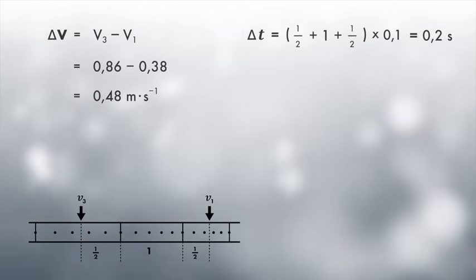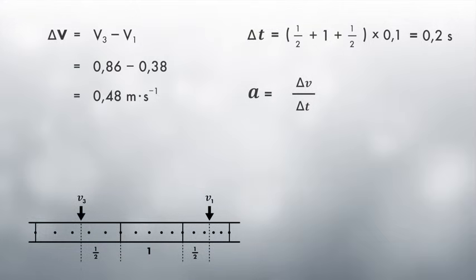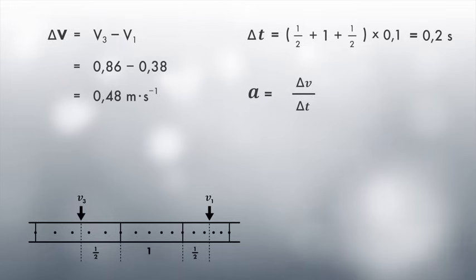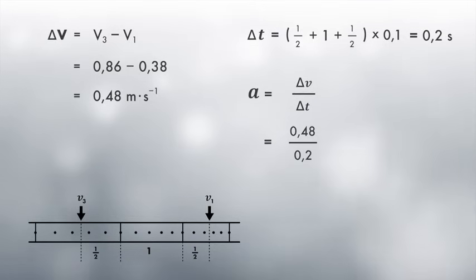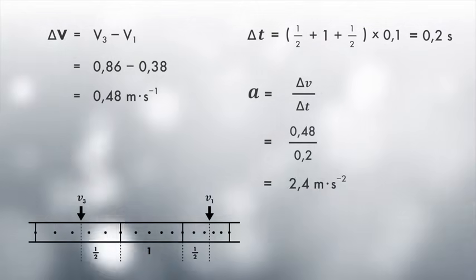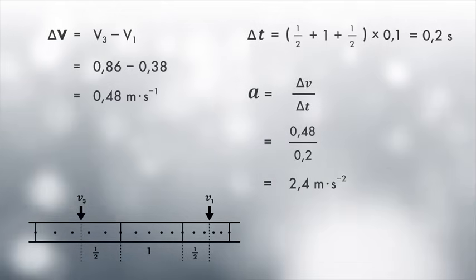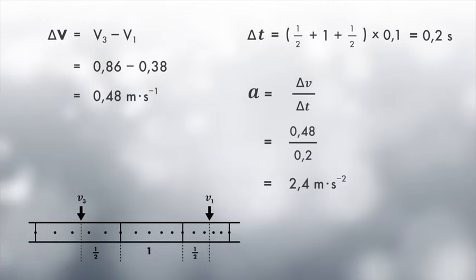Let's complete the calculation. Acceleration is equal to the change of velocity divided by delta t, or delta time. That is 0.48 meters per second divided by 0.2 seconds. The acceleration is 2.4 meters per second squared in the direction of the net force.